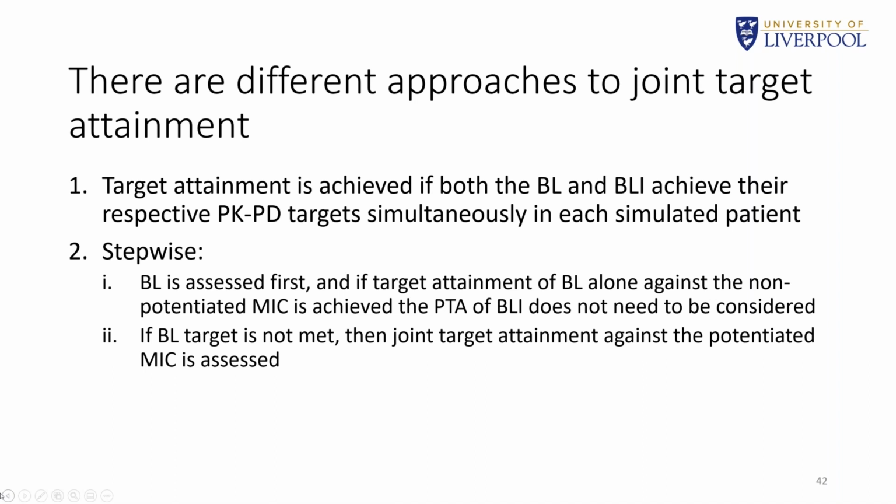And in this case, the PTA of the beta-lactam is assessed first. And it's assessed against the MIC that's non-potentiated, so the MIC of the beta-lactam alone. And if the target attainment is achieved there, then you know that you don't need the BLI in that isolate, so you take as true the PTA of the beta-lactam alone. But if the beta-lactam target is not met, then joint target attainment needs to come into play, and that joint target attainment will be against the potentiated MIC. So your overall probability of target attainment is a combination of where the beta-lactamase inhibitor isn't needed and a combination of the MICs where it's absolutely critical. And both are valid and important approaches.